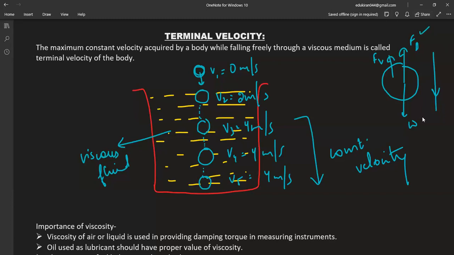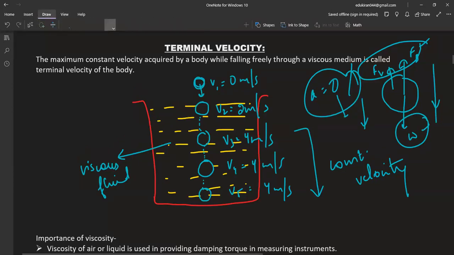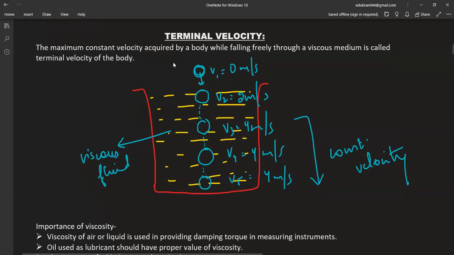Buoyant force is already there, weight is already there. So ultimately, they balance at a certain point. So what happens? Upward forces become equal to the downward forces. Acceleration becomes zero. If acceleration is zero in your system, velocity will definitely be constant. That is the logic. This is a part of your syllabus, the reasoning of it. All right, so this velocity is known as terminal velocity.